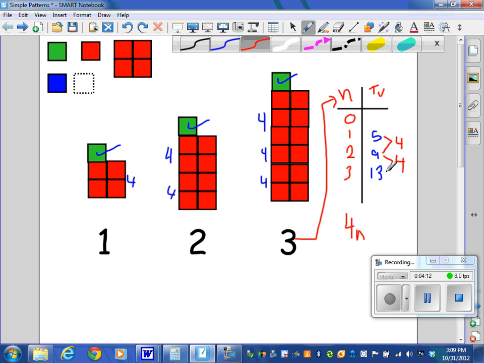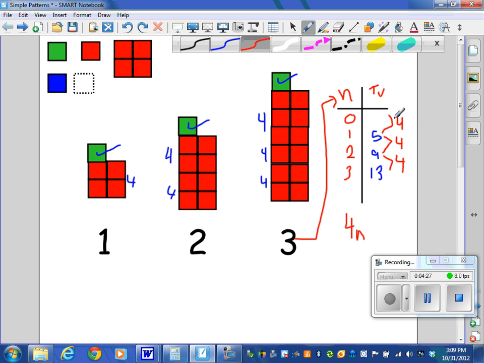Now, obviously, we don't get a value of 4 for the first term. You can see that we have a value of 5. And we can see that we have to add 1 on. But we can use the 0 term to work backwards from our first term to get that value.